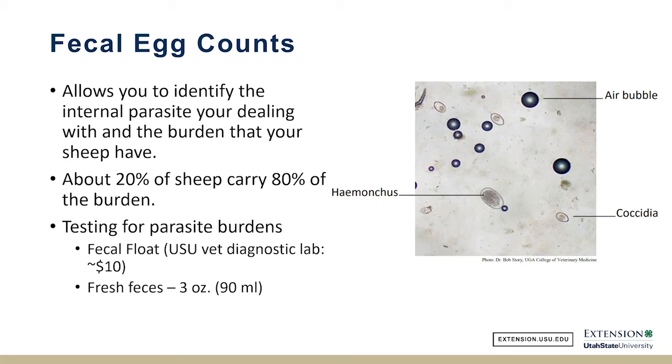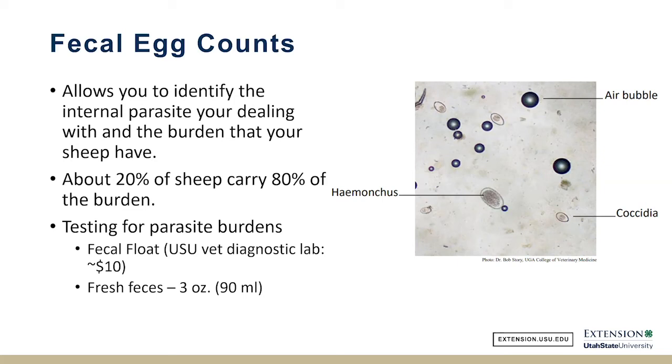Generally in a flock, about 20% of our sheep will carry 80% of the parasite burden. We can do this here. There are other labs that can do it, but here at USU we do this in our vet diagnostic lab, and it's about $10 to run a fecal float or a fecal egg count. All you really need to do is send in about 3 ounces of fresh feces. A small Ziploc bag is sufficient to get an idea.